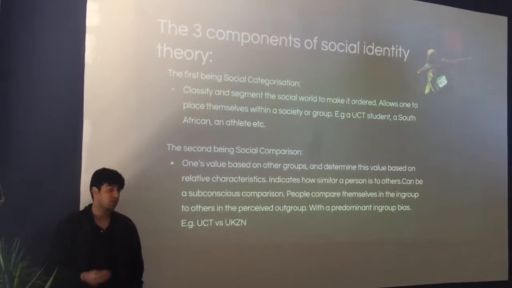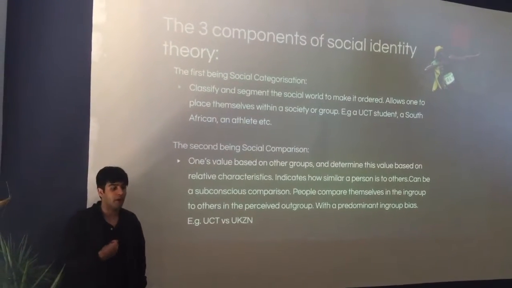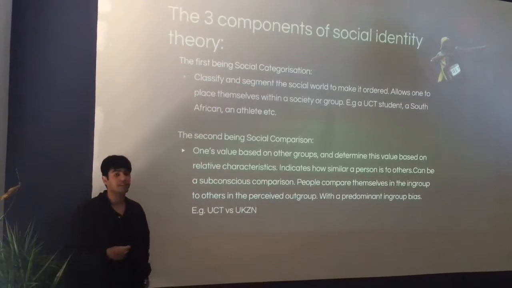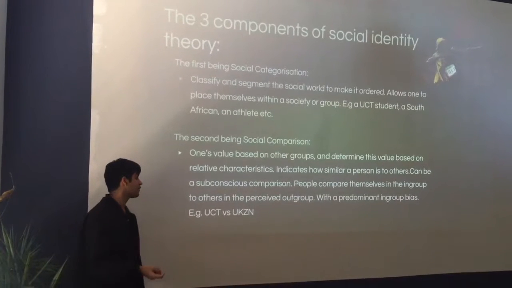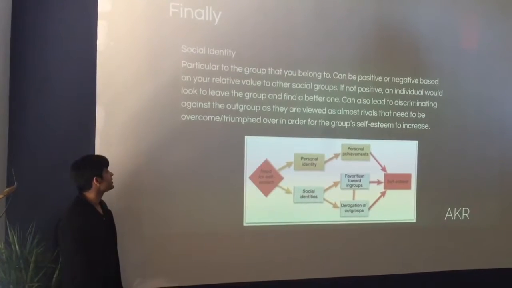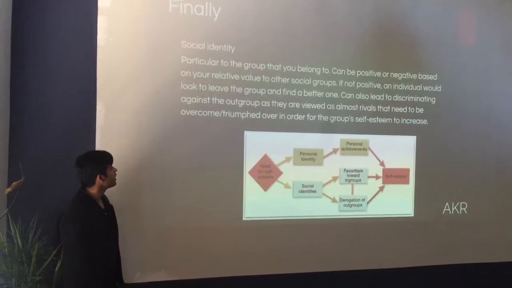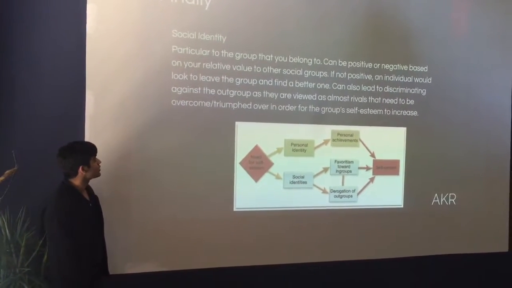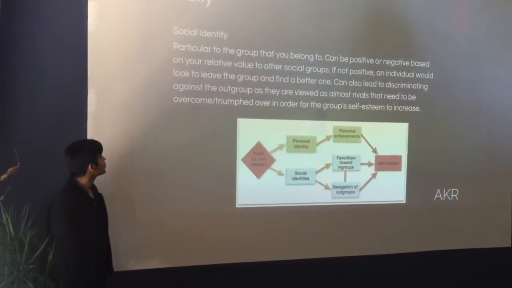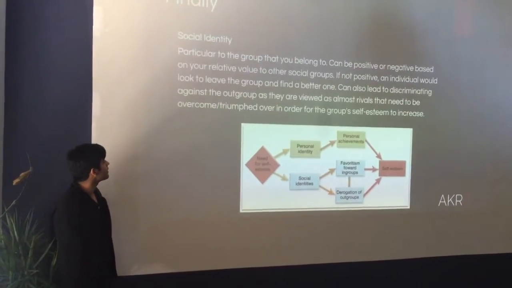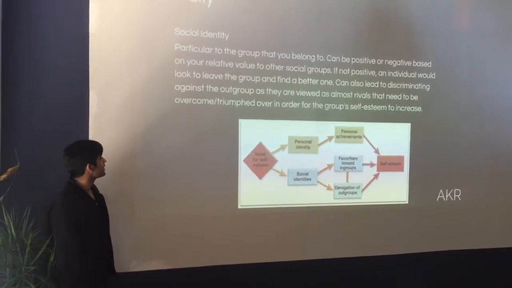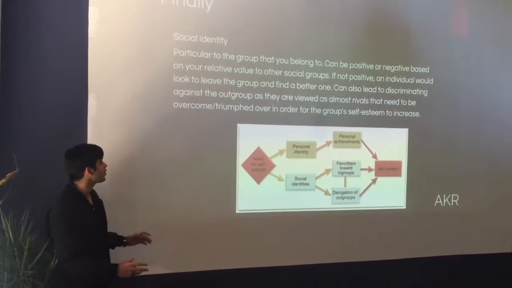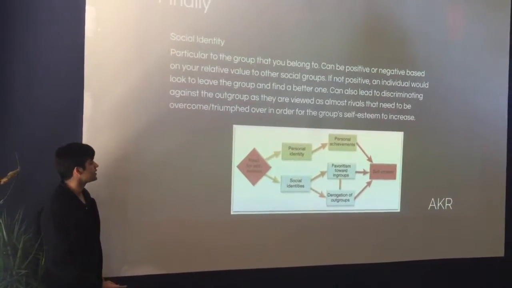If an individual goes to UCT, they might have a bias, if they're in the job of HR manager, towards UCT students, because they might perceive them to be better than UKZN students. Social identity, particular to the group that you belong to, can be positive or negative based on your relative value to other social groups. If not positive, an individual would look to leave the group and find a better one. It can also lead to discriminating against the out-group, as they are viewed as almost rivals that need to be overcome or triumphed over in order for the group's self-esteem to increase.